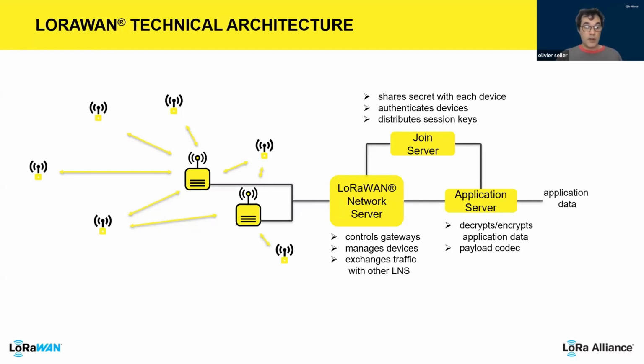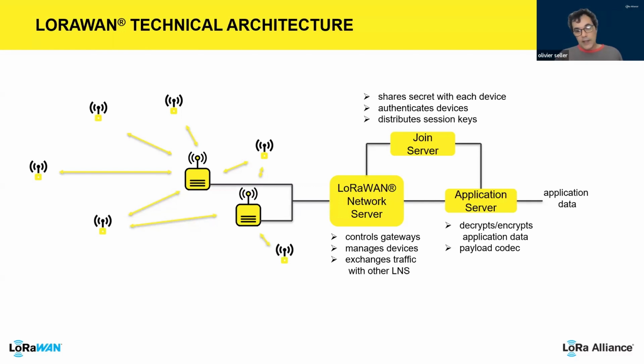The role of the join server is to share secrets with each device. We'll see that with the join procedure, during which the join server authenticates the device, and the join server also distributes the session keys. So the join server is really the root of security, the root of trust in the LoRaWAN network. The network server, the LoRaWAN network server, controls the gateways, manages the device, and exchanges traffic with other network servers whenever it needs to, if 2 or more network servers need to collaborate to increase the coverage using the different gateways they manage.